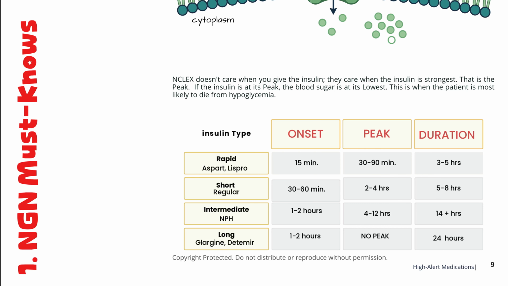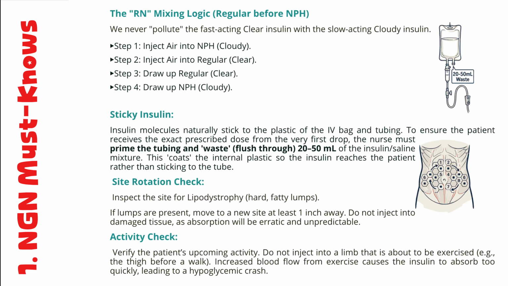Glargine can never be mixed in the same syringe with any other insulin, since mixing alters the pH and causes precipitation. When mixing regular and NPH in one syringe, remember, clear before cloudy. Inject air into the cloudy NPH vial first, then air into the clear regular vial. Then draw up the clear regular insulin, then draw up the cloudy NPH to the total ordered volume.